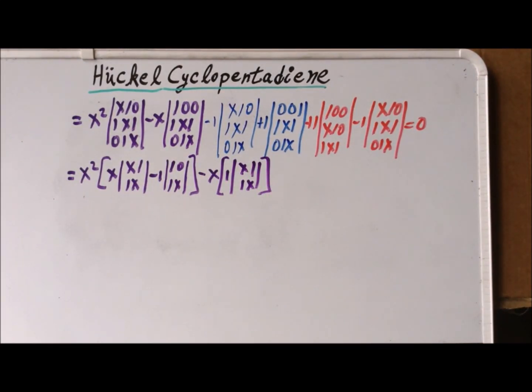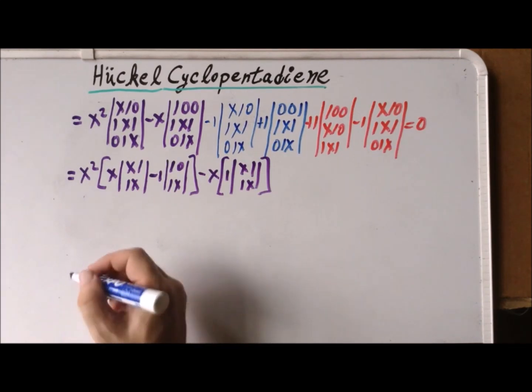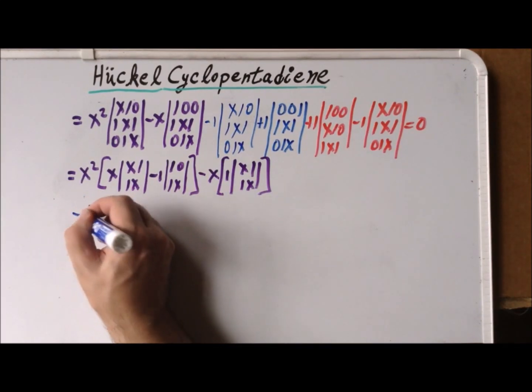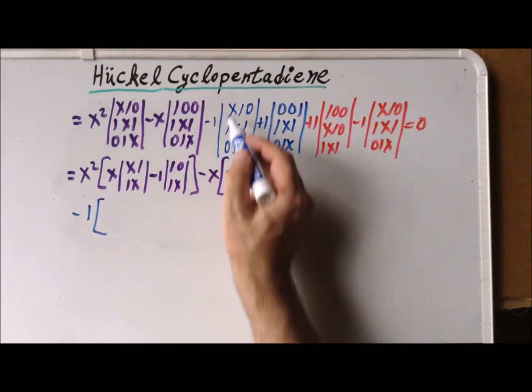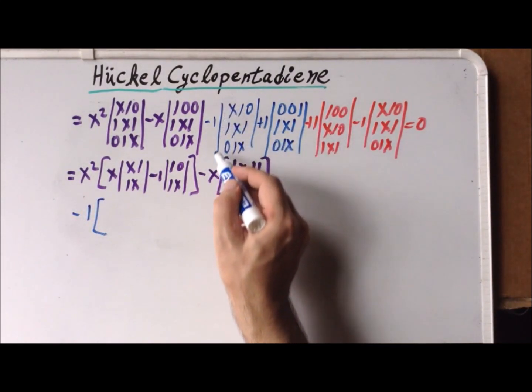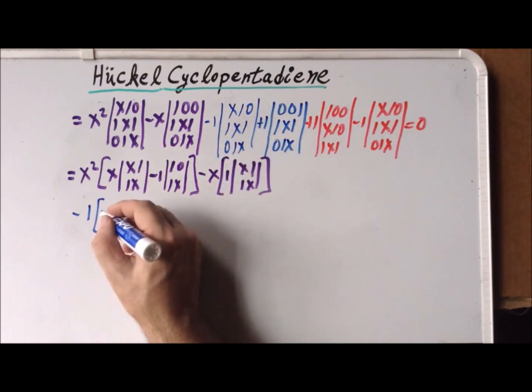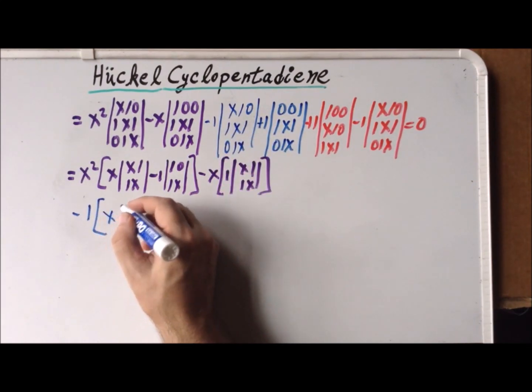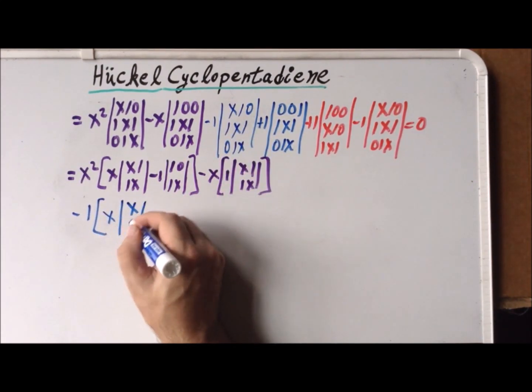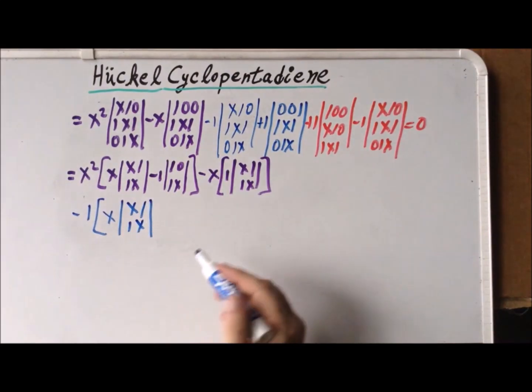Now for the blue terms, we have a minus 1. And now we want to expand along the first column, and our first coefficient is x. Our second coefficient is going to be a minus 1.